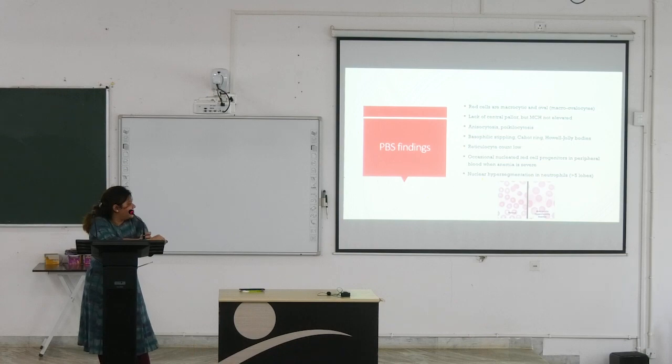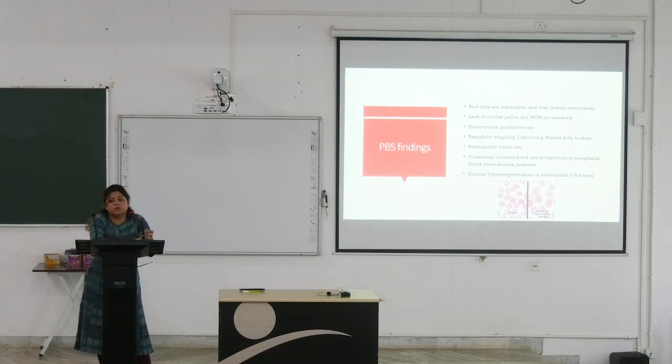So now this is macrocytic. See, the central pallor is decreased. There is almost no central pallor, and the RBCs have increased in size. So that is macrocytic normochromic or macrocytic hyperchromic. And we can also get oval RBCs. So it can be macro-ovalocytes. There is lack of central pallor, but MCH is not elevated. In severe deficiency, there can be anisocytosis, poikilocytosis.